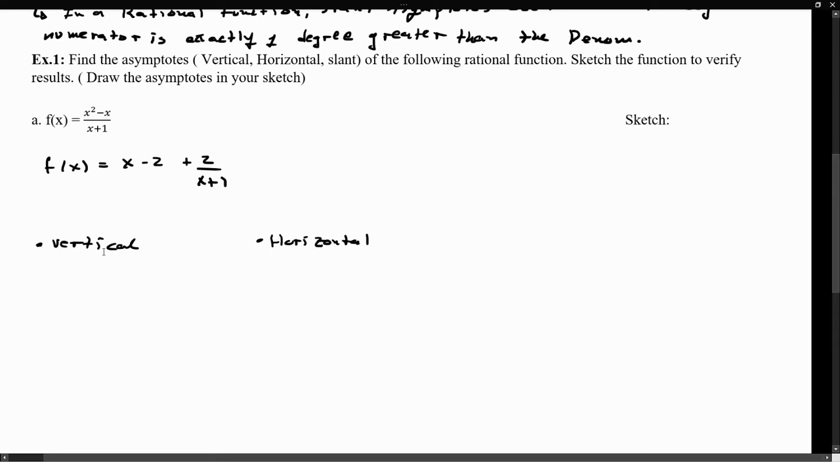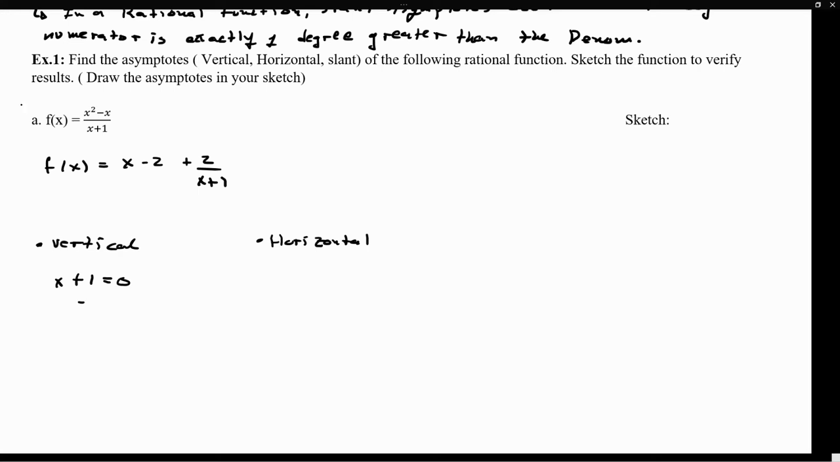So remember that the vertical asymptote happens whenever my denominator is equivalent to 0. So let's just get our denominator, and let's just set it equal to 0. So therefore, x equals minus 1. So there we have it. So we know that we're going to have a vertical asymptote at x equals minus 1.